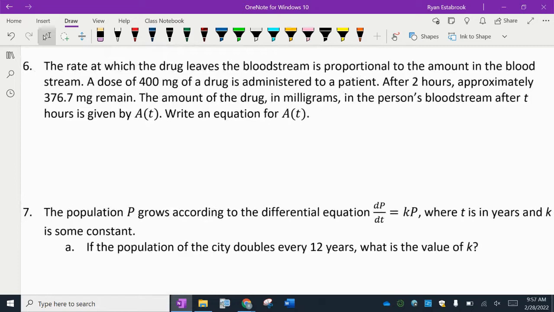Number 6, now we have actually some numbers in this one. So let me go ahead and pause for a second, give you a chance to read it.